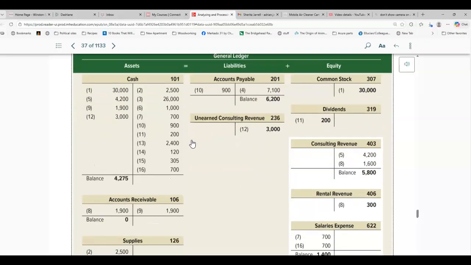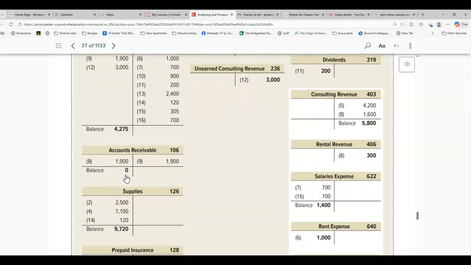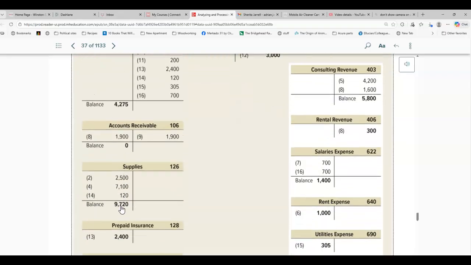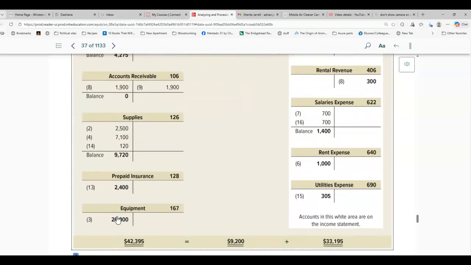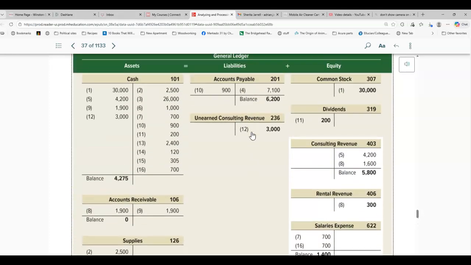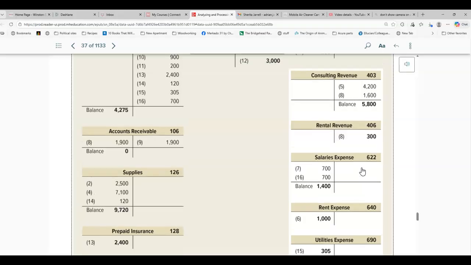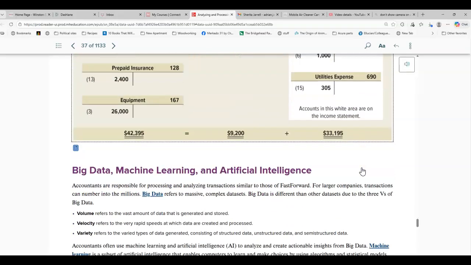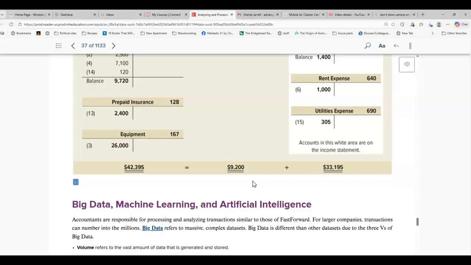But we know our balances now. We can take these numbers, $42.75 for cash, $92.70 for supplies, $2,400 for prepaid expense, and $26,000 for equipment, and add them up to get our totals here. We can do the same thing for liabilities and for revenues, expenses, common stock, and dividends, and get the totals here. If you add these two up, you're going to get $42,395, because assets equals liabilities plus equity.